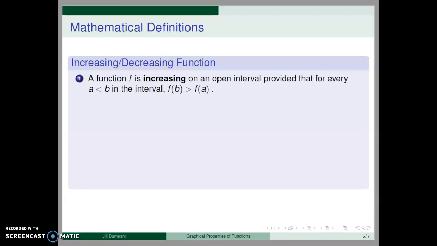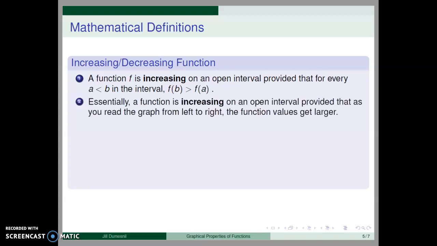A function f is increasing on an open interval, provided that for every a less than b in the interval, f of b is greater than f of a. This is the mathematical way of saying that as you read the graph from left to right, the function values get bigger.